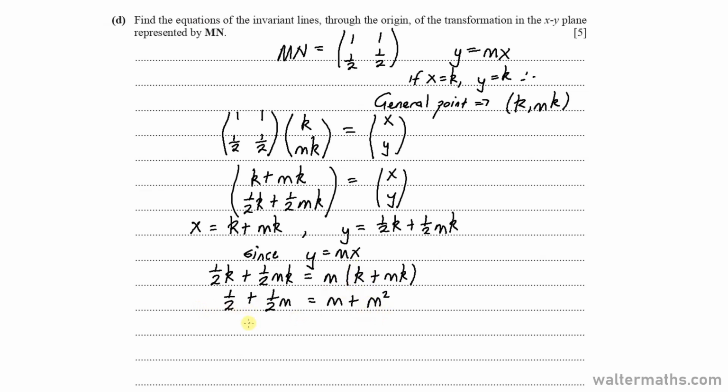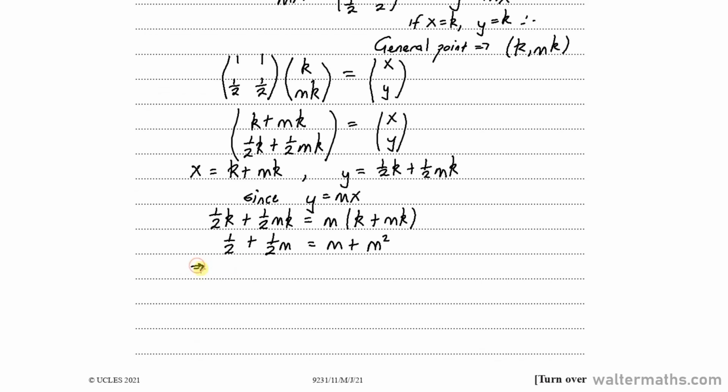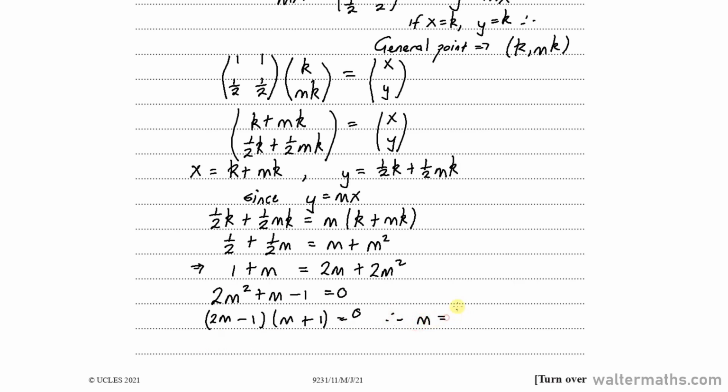Now I can multiply all the sides by 2, but let me scroll down a bit. So I'll be having this coming out as 1 plus m is equal to 2m plus 2m squared. This gives us an equation 2m squared plus m minus 1 equal to 0. And I can factorize this. So I'll have 2m here and m here, and I will have minus 1 here and plus 1 here. So I've thus factorized it. So we get the values of m as a half and m as minus 1.